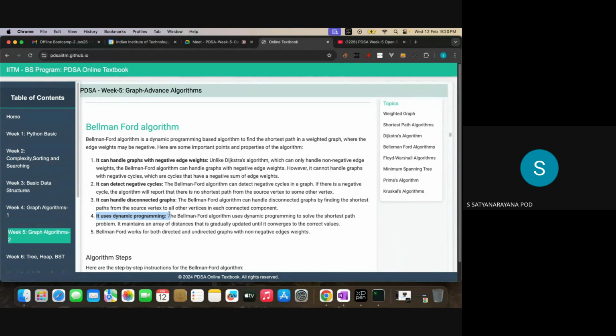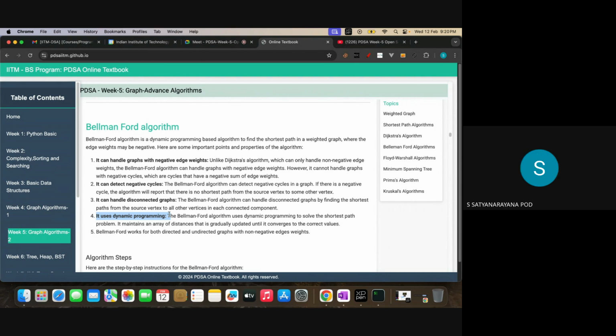Bellman Ford also works with directed and undirected graphs. Dijkstra's also works with directed and undirected graphs. But the only thing is, if it is an undirected graph, we have to double the edges. But for a directed graph, you need not double the edges. The rest of the code is the same. Is it clear? Shall I go for the conceptual explanation of Bellman Ford?